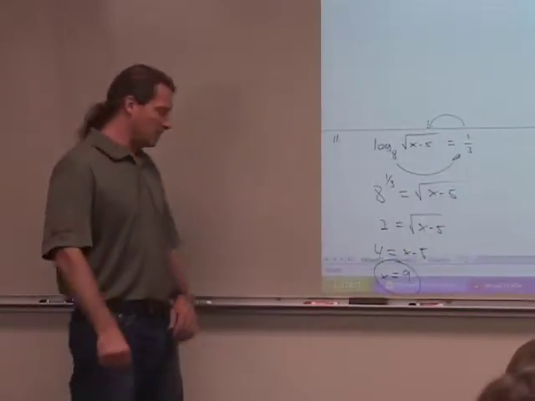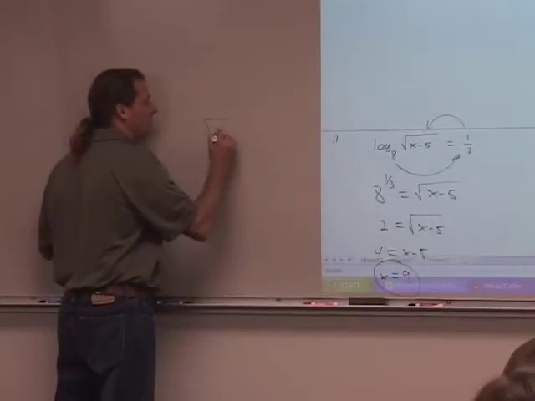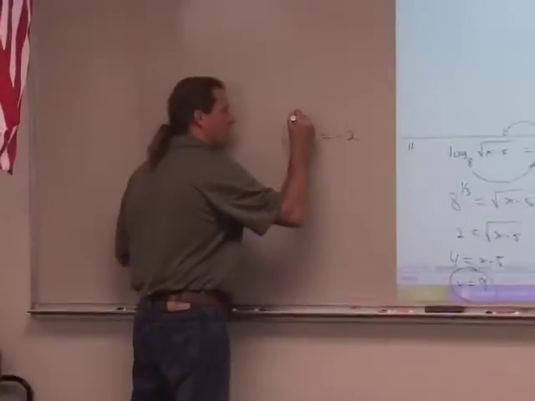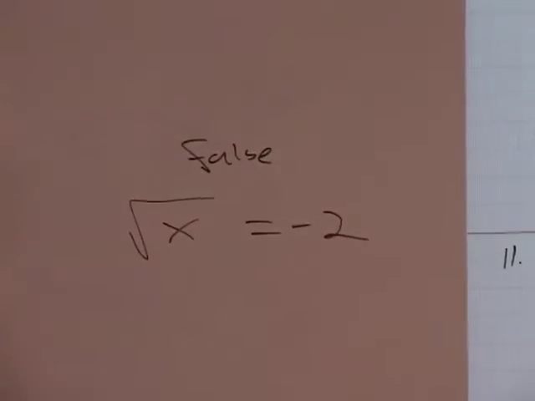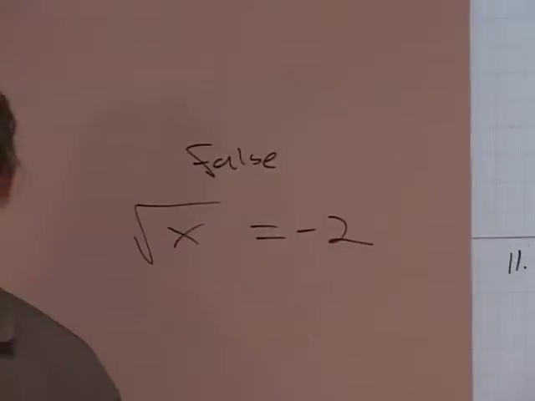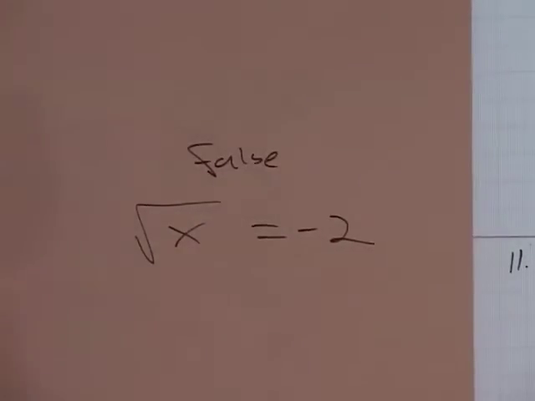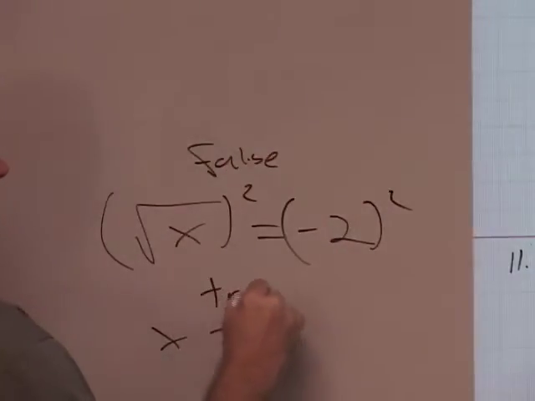Anytime you square both sides of an equation, it is worth noting that you can take something like the square root of x equal to minus 2, which is a false statement. This is not true. There is no square root of x that equals minus 2. Square roots are always positive, right? Unless you put a negative out front. But if you square both sides, you get x equals 4. And that is possible, right? So by squaring both sides here, you take a false statement and make it a true statement.